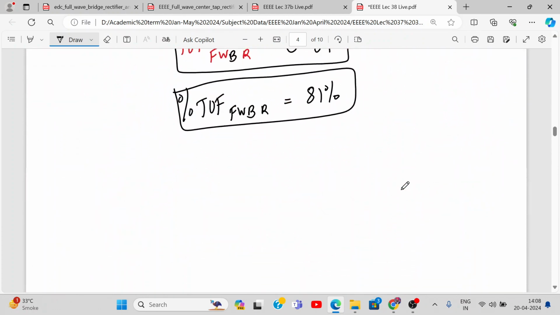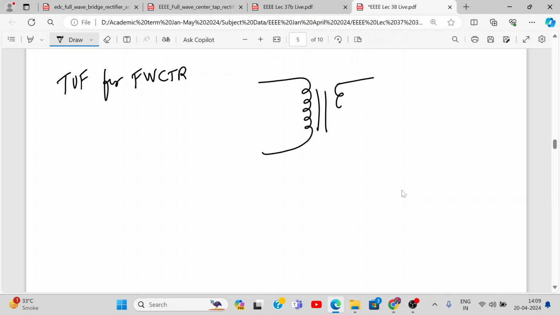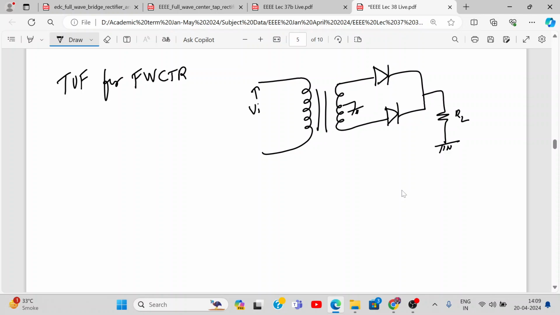Now we go for TUF for full wave center tap rectifier. Now full wave center tap rectifier is slightly different case. Here you have a secondary winding which has a tapping, and you have 2 diodes here, and the load is a resistive load. This ground and this ground remain the same. This is input Vin, which is 230 volt AC mains.